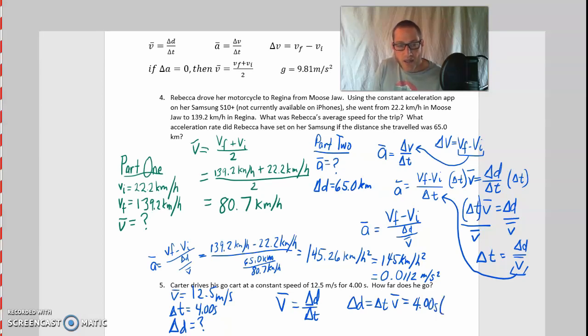4.00 seconds times 12.5 meters per second. So 4 times 12 is 48. 4 times 0.5 is 2, so it's going to be 50 meters. And it should be written with 3 significant digits, so 50.0 meters.